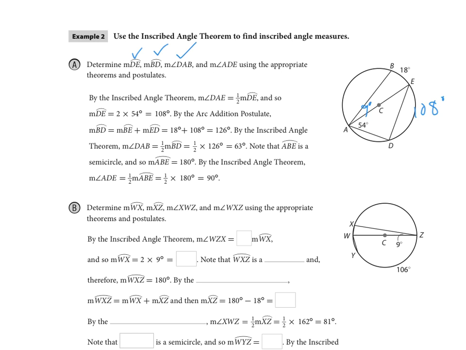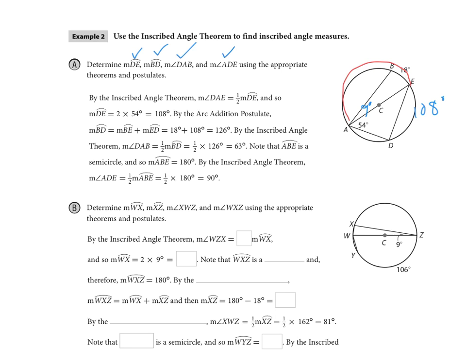And then if we next want the measure of angle ADE, notice that we have another inscribed angle, and the arc that it cuts off is a semicircle. So it's just going to be half of that semicircle, or 90 degrees. And that is always true anytime we have an inscribed angle that comes off of a semicircle. So keep that in mind whenever you see that happening.